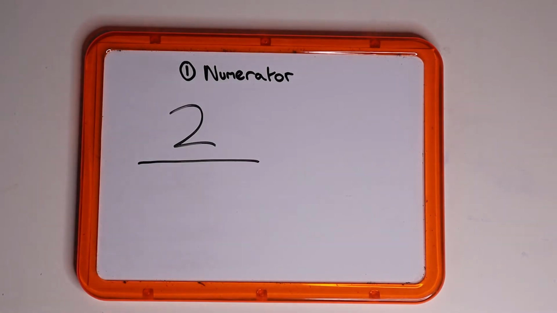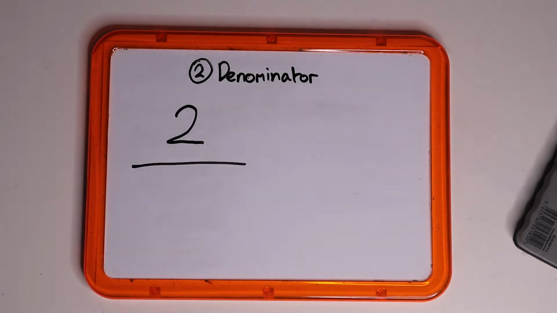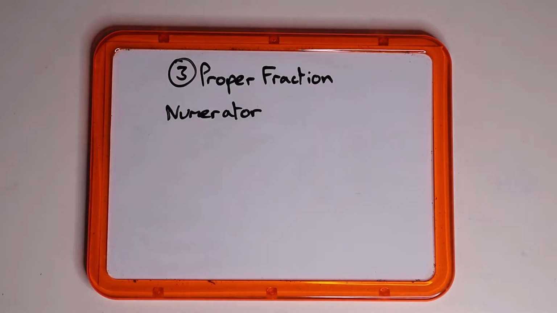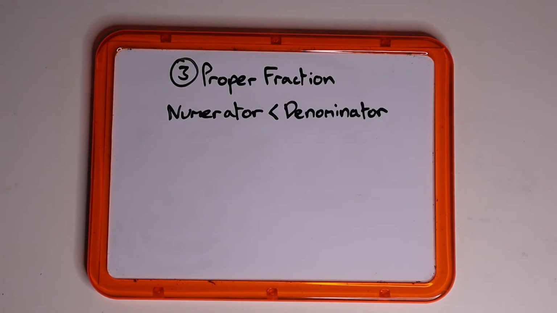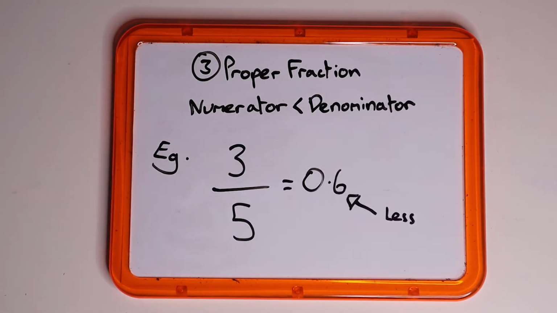Okay, so what is a numerator? Well, a numerator is the number on the top half of the fraction. Similarly, the denominator is the number on the lower half of the fraction. A proper fraction is a fraction where the numerator is less than the denominator, so the equivalent number is less than 1. For example, 3/5, which is equivalent to 0.6, which is less than 1.